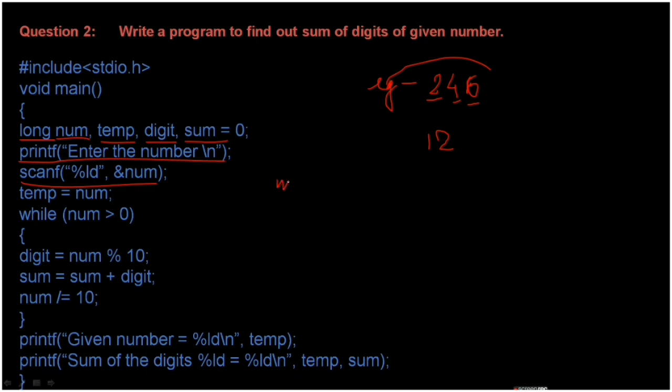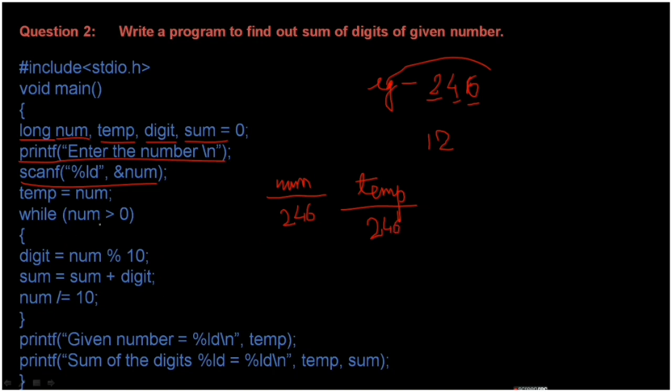So now num contains 246. temp is equal to num. So we are giving the num value to a temporary variable, that is temp. So now temp is also containing 246. The temp is also containing the number 246.